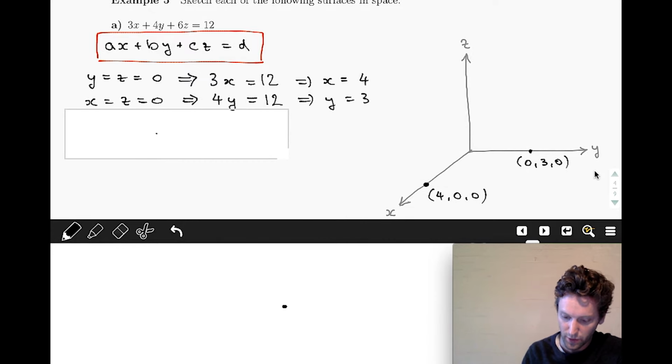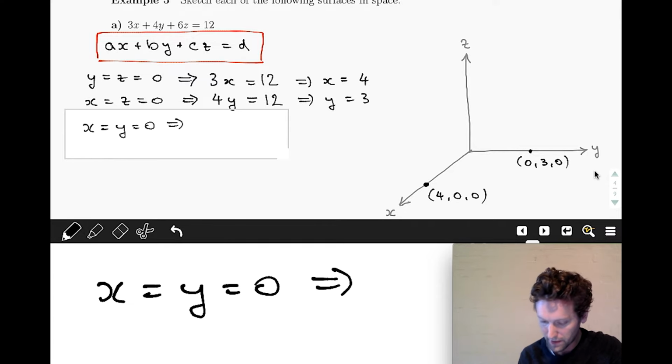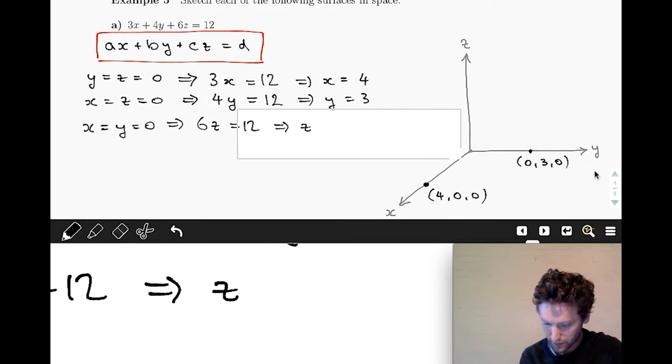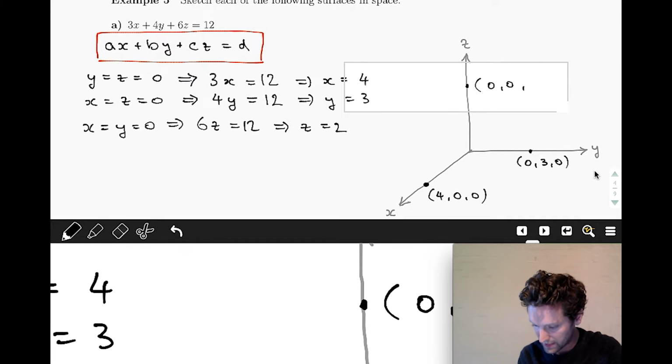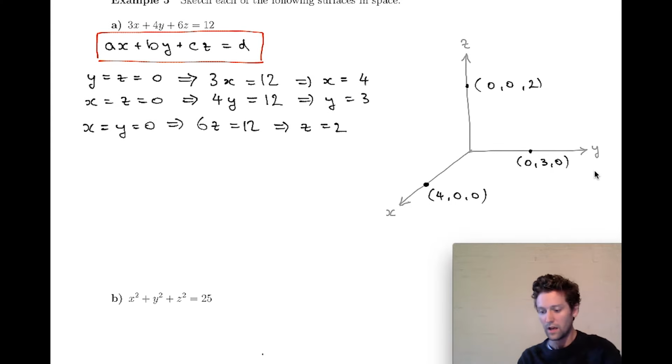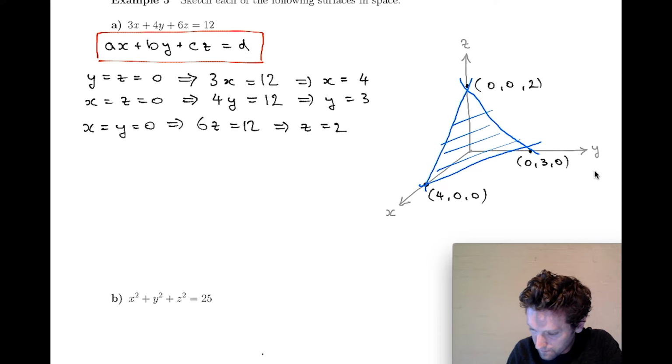Okay, so our last point is going to be where x is equal to 0 and y is equal to 0. Substituting that into my original equation gives me 6z is equal to 12, which implies that z is equal to 2. And that gives me my third point, which is x is equal to 0, y is equal to 0, and z is equal to 2. So now I have 3 points on this coordinate axis. I can now connect those points to draw my plane. And obviously that plane extends in every direction infinitely far.